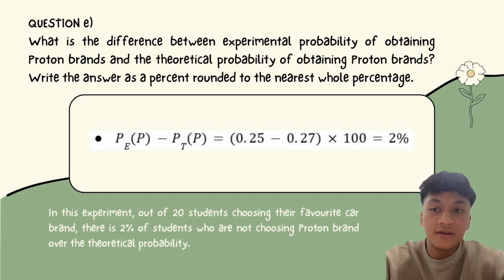In this experiment, out of 20 students choosing their favorite car brands, there is 2% of students who did not choose the Proton brand compared to the theoretical probability.